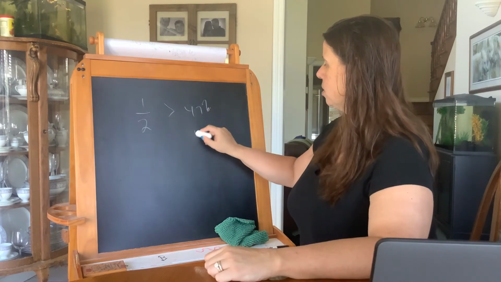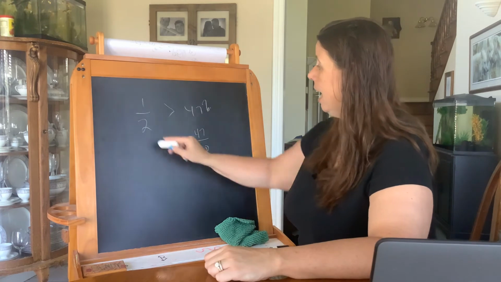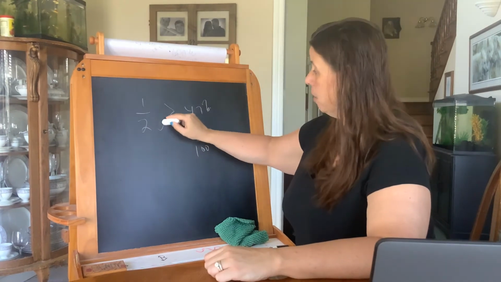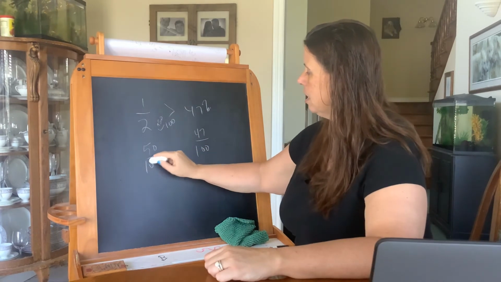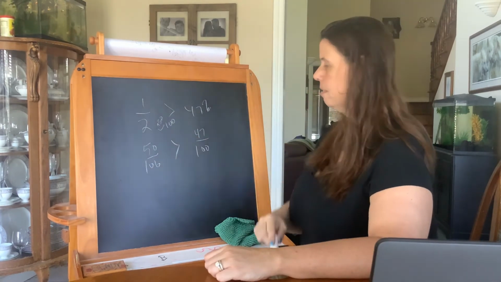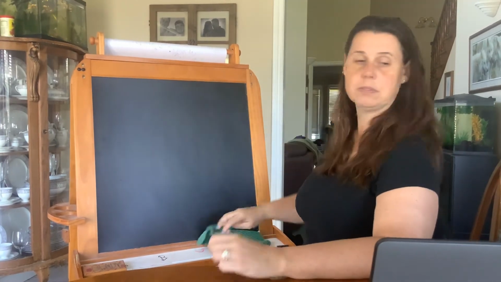So 47% is 47 out of 100, right? Because a percent is always out of 100. A half, well, how do I get to 100? Times 50. So I end up with 50 over 100 here, 47 over 100 there. That's greater. Okay? Do another one for you.